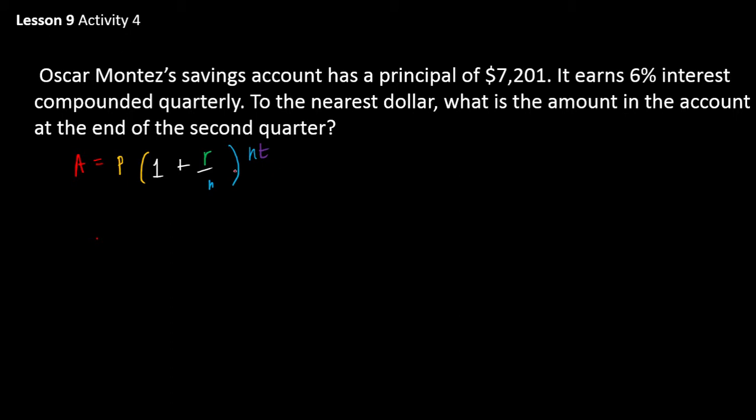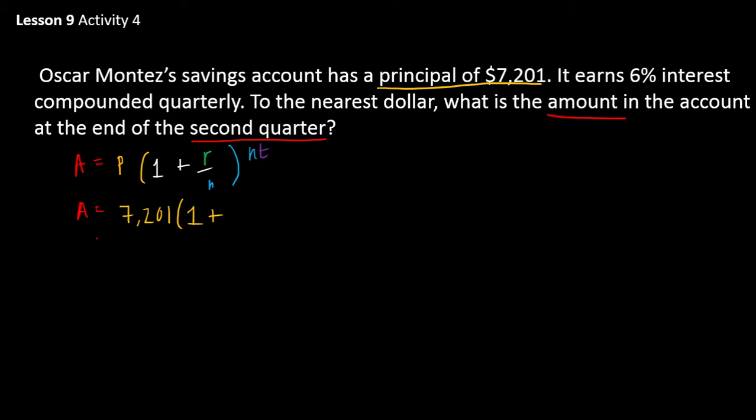So we have our equation in front of us. Now ask, what are they asking us to solve? They want the amount in the account at the end of the second quarter. The amount in the account after the second quarter. Okay, so we're solving for A. Let's see what we can plug in. The principal is 7,201, so I can plug that in right away.